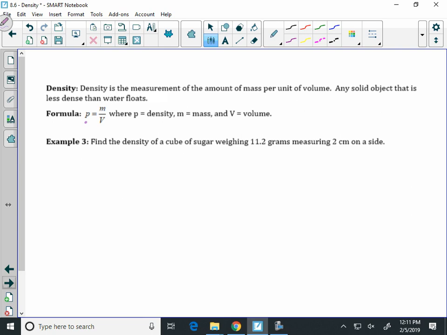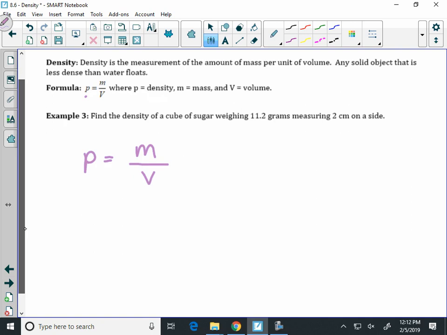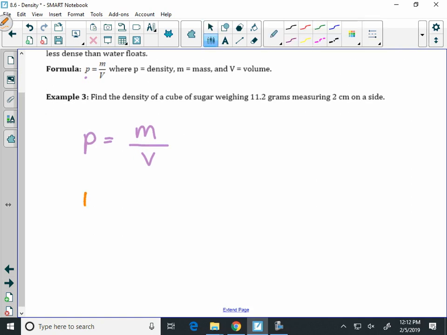So make our fraction. We want to find the density of a cube of sugar weighing 11.2 grams and measuring 2 centimeters on each side. We use that formula: density is equal to mass over volume. What's going to go in the top of our fraction? The mass, how much it weighs: 11.2. I'm going to put grams just to help us with our labeling.